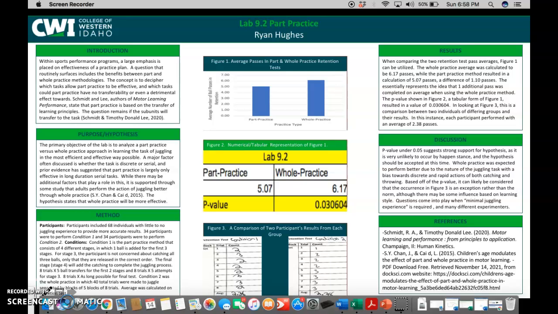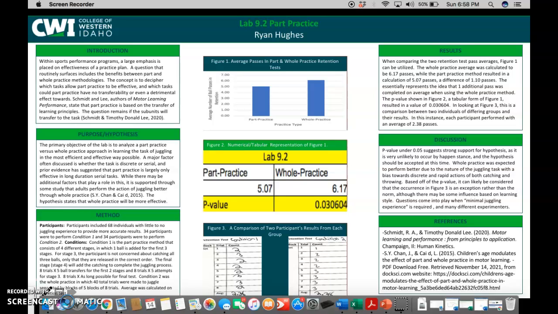We also have figure 3, which is an individual participant's result. We have 1 participant's result for condition 1, and 1 participant for the results in condition 2. These both resulted in 2.38 passes, or 2 passes, completed for both the part practice as well as the whole practice. And so that was the data that we collected for this lab.